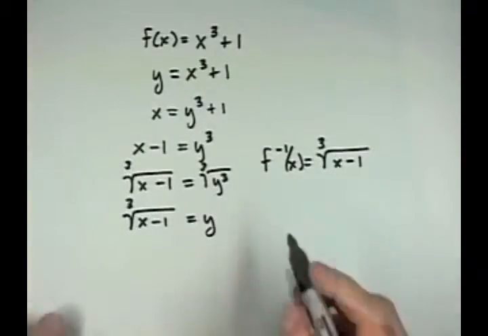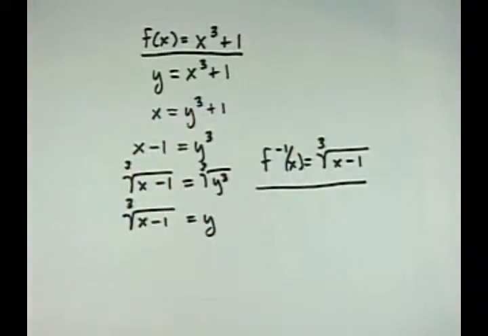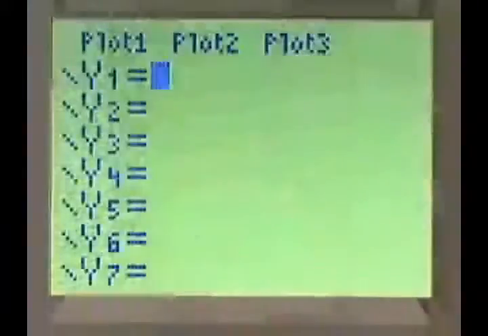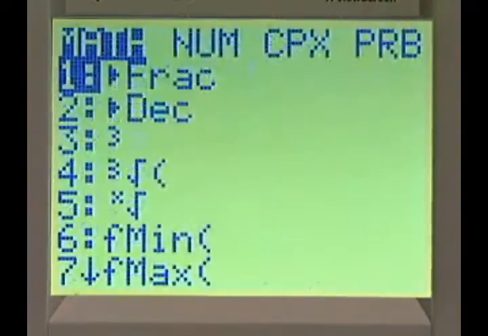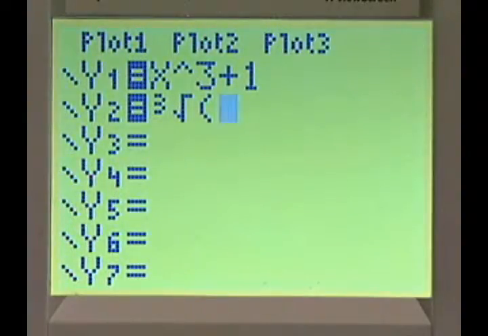What I want to do now is graph this inverse and its function in the same coordinate system on a calculator to show you how their graphs are related. So let's go on to our graphing calculator. And in y equals, I'll first put the function x to the third power plus 1. And then I'm going to put in a cube root. You can find the cube root under your math key. It's option 4. And inside my cube root, I have x minus 1. Don't forget to close the parentheses.